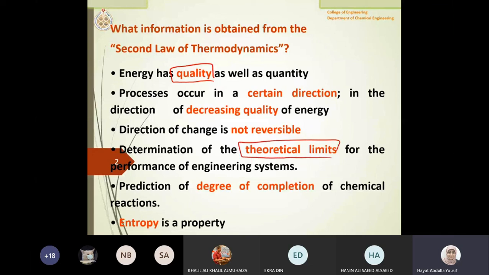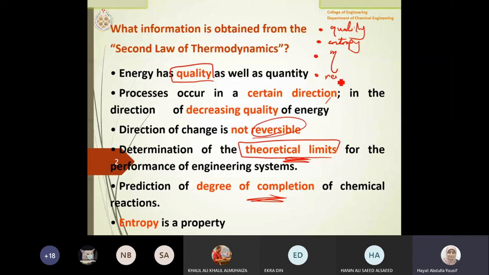So if I would give keywords for the second law, the most important keywords are quality, and entropy is one of them. Entropy is one property that we will cover here. Because of talking about theoretical limits and degree of completion, those will be related to something called efficiency. And I will talk about the efficiency in details here. And I will talk about reversibility and irreversibility.